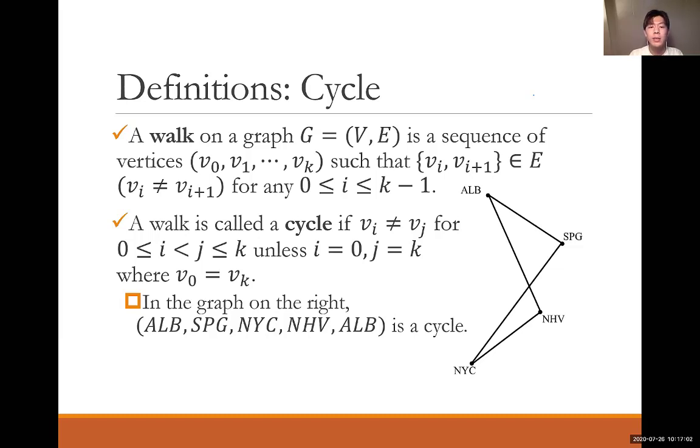So this is a walk with K plus 1 different vertices. For example, in a graph, we can go from Albany and then to Springfield, New York City, New Haven, and then back to Albany. So this actually forms a cycle. We are following the paths we are given on this graph, and also we didn't go backward. We didn't go the same track twice. So this is a cycle, just a brief example.